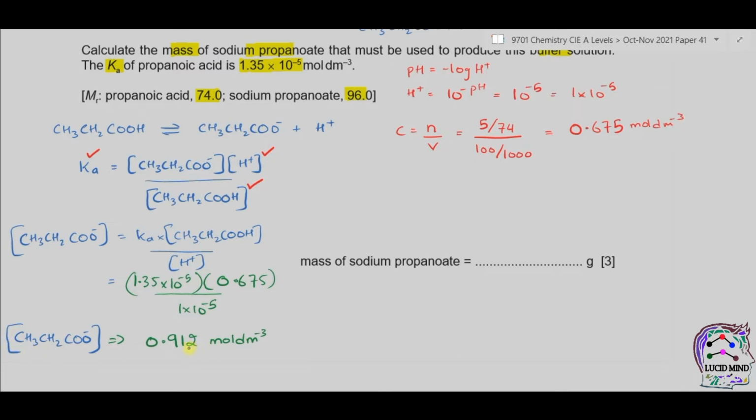Now to find the number of moles from this concentration, we can use the formula number of moles is equal to concentration times volume in dm³. Concentration is 0.912 and volume is given in the question, it is 100 cm³ or 0.1 dm³. So now the number of moles is equal to 0.0912 moles.